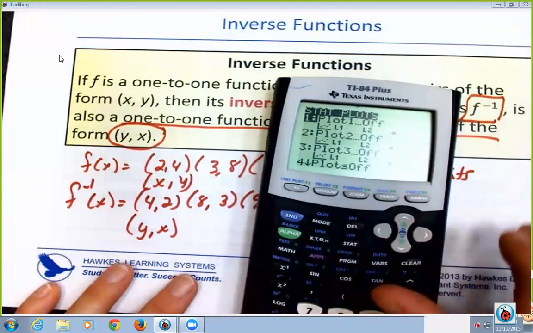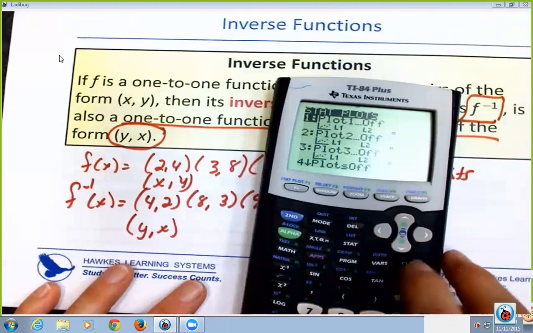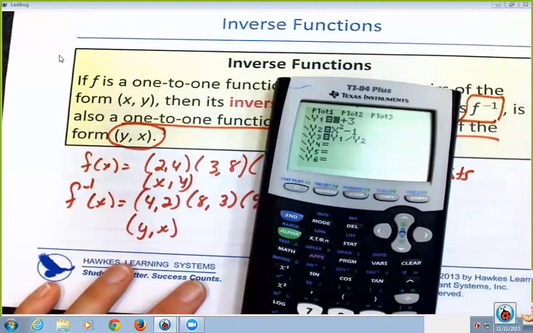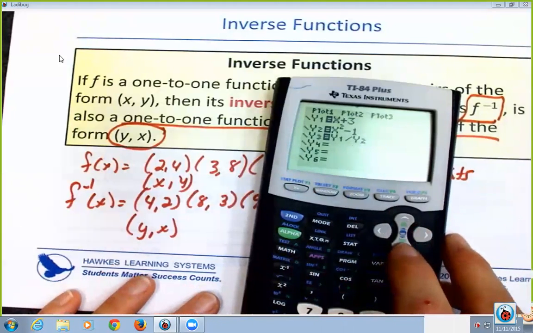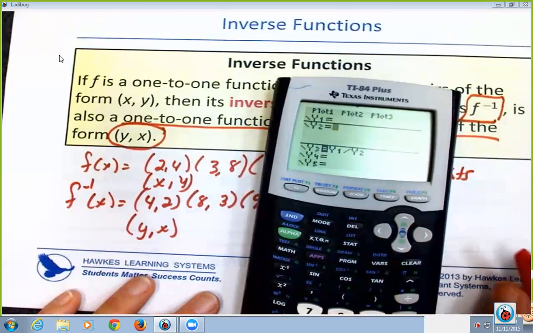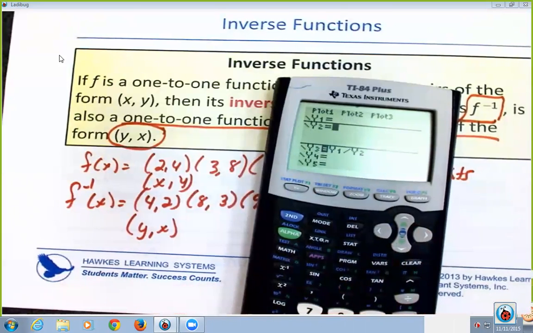Now, whoops, I don't want those. I'm not going to clear out my y3 because I might need that in another location, but I am going to clear y1 and I'm going to clear y2. I'll just leave y3 sitting there.